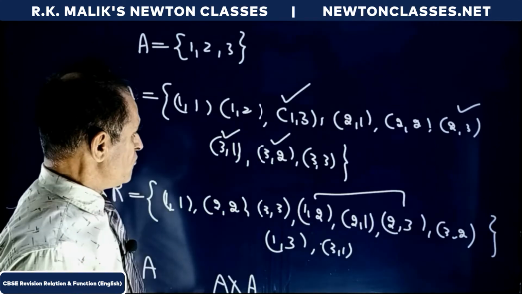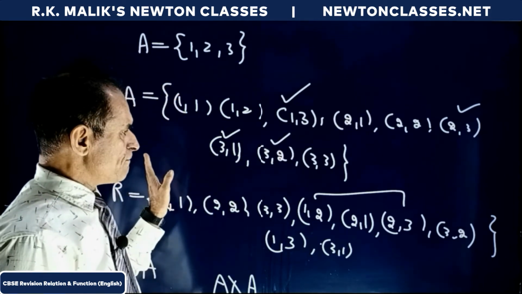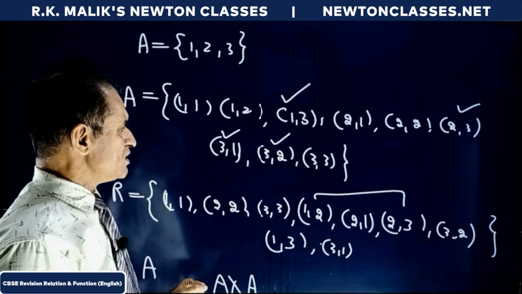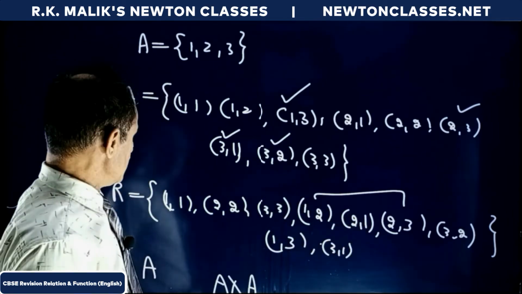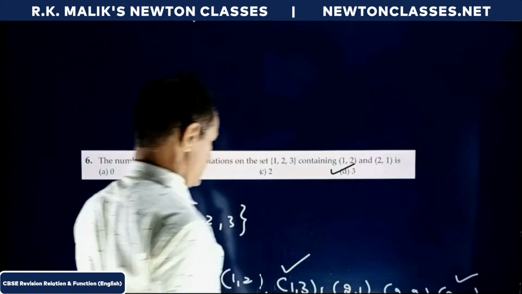One case is when none of these four were included. The second case is when (1,3) and (3,1) were included. And the third case is the whole, that is A cross A. Hence the answer of this question is D.